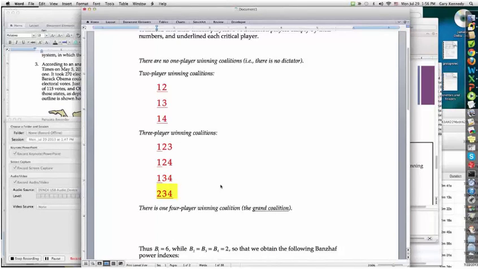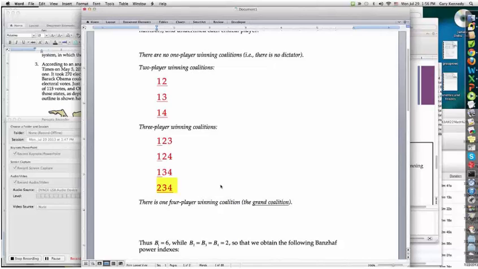And now don't forget to list the 4-player winning coalition, also known as the Grand Coalition, consisting of all the players. And if you leave anybody out, it's still a 3-player coalition, which is a winner. So in fact, nobody is critical here. Nobody should be underlined.